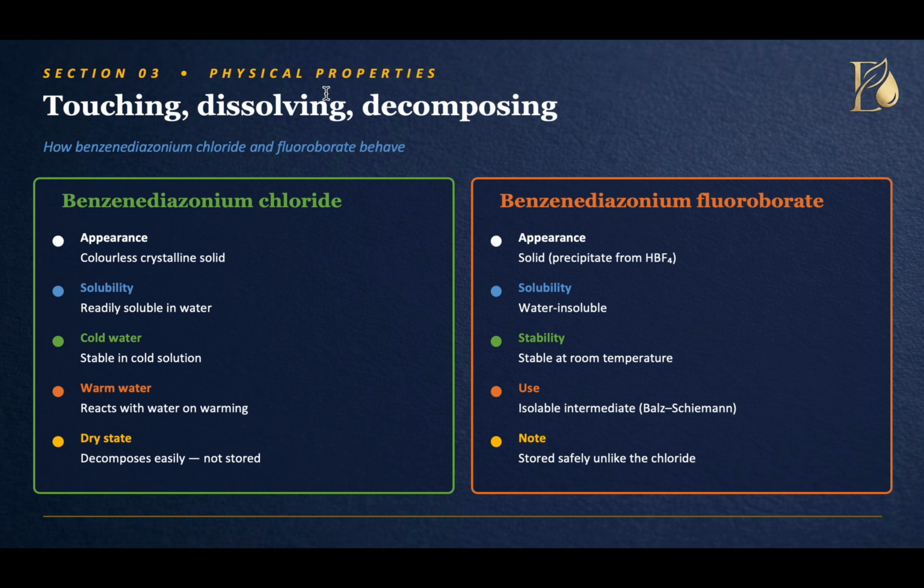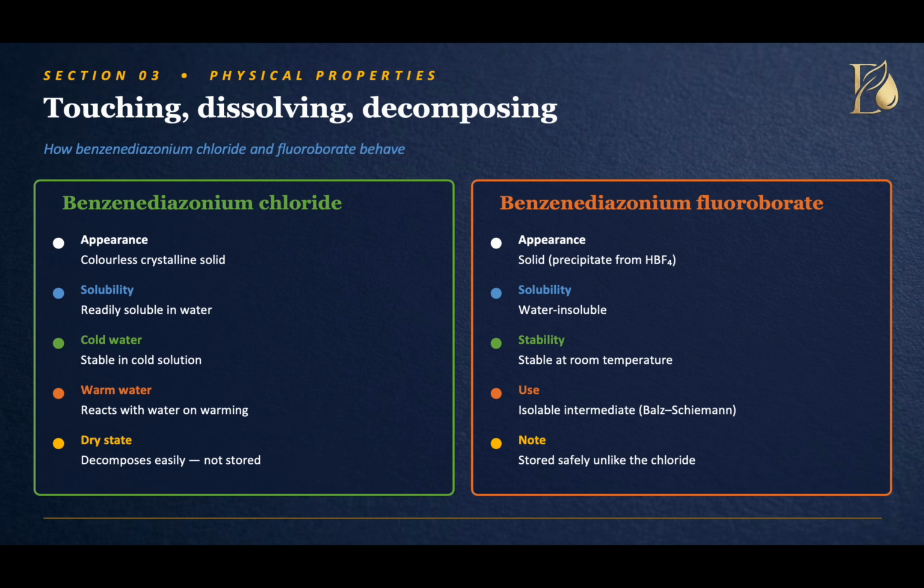Now let us understand the physical properties of diazonium salt, which give us insight into how they behave under different conditions. For instance, benzene diazonium chloride. What are benzene diazonium chlorides? C6H5N2+ Cl-, benzene ring, benzene diazonium. Diazonium means N2+, then chloride. Benzene diazonium chloride is a colorless crystalline solid that is highly soluble in water.